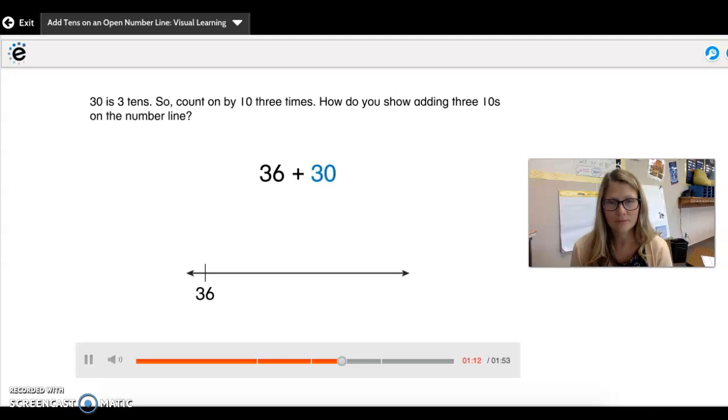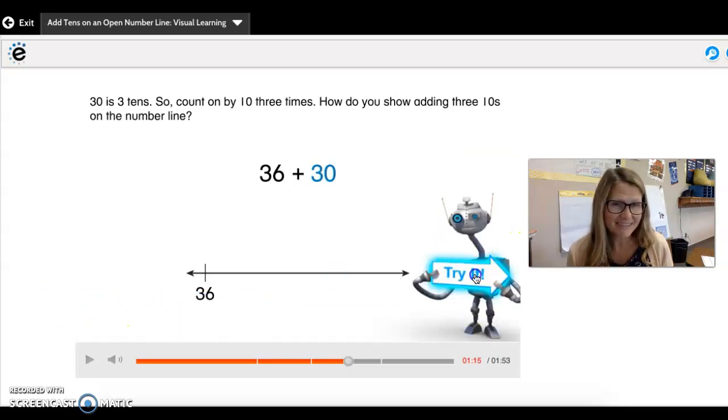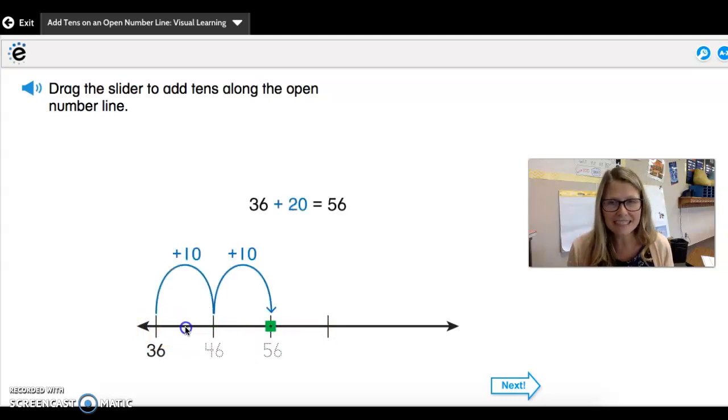How do you show adding 3 tens on the number line? Let's try it. It tells us to drag the slider to add tens along the open number line. So remember, we started at 36 and we have to add 3 tens. That's why there's 3 lines on our number line to show those tens as we count. So 36 plus 10 equals 46. 46 plus 10 equals 56. And 56 plus 10 more, because 10, 20, 30, equals 66. Good job.